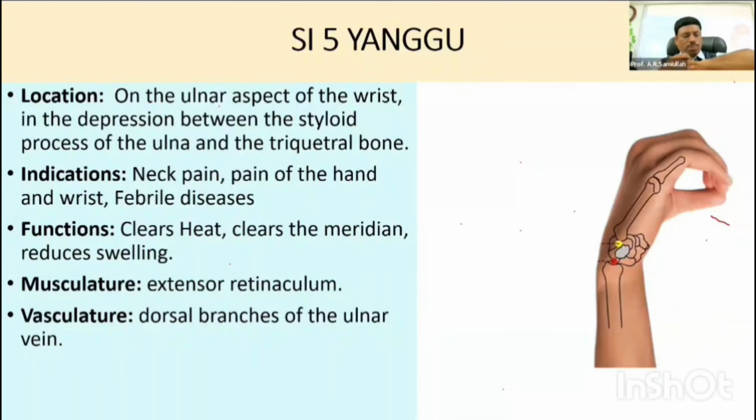So now the fifth point to be known as just distal to the styloid process. This point is to be known as Yangchi. Now I take the right decision at the right time. SI5 is the good point for taking decisions appropriately, right?